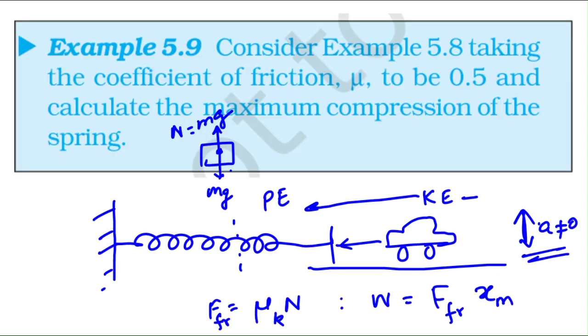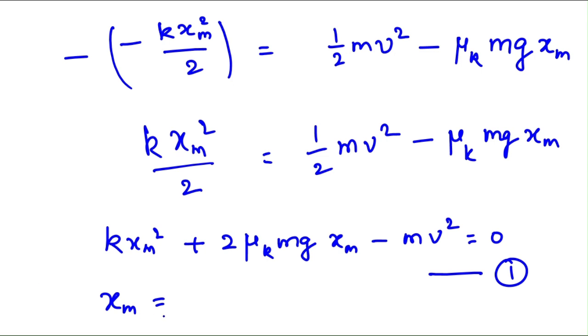Now, moving to the next topic, and yeah, let me write its answer here directly, and you can solve by yourself. All the things have been given here, like the spring constant is given in example 5.8, mu k is given in the same example 5.9 here, and m is also given. G you can take 10 for simplicity, and m is given, and v, the initial velocity with which the car is colliding, is also given.